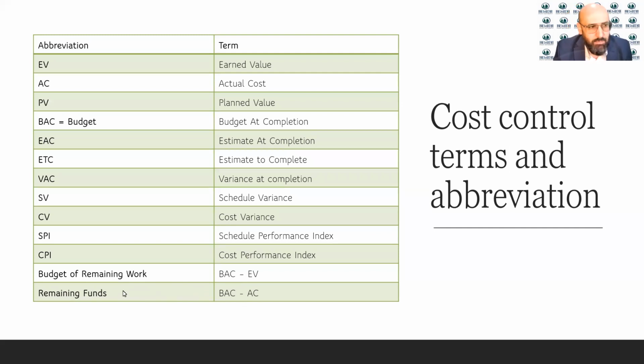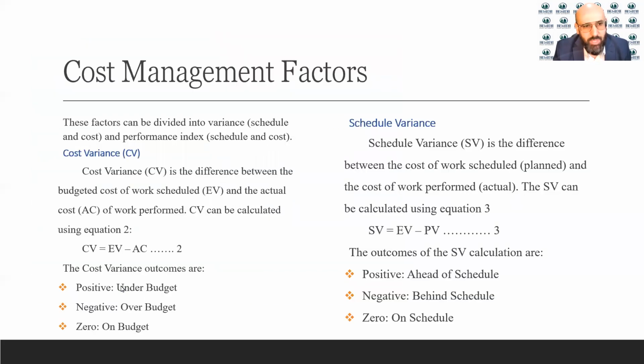All right, let's move to the some of the factors, starting with the cost variance, CV. These factors basically will divide into two categories. One is for the schedule and the other one for the cost. So starting with the cost variance, the cost variance is the difference between the budgeted cost of work scheduled and the actual cost of work performed. So the CV can be calculated using this equation. CV is equal to EV minus AC, the earned value minus the actual cost.